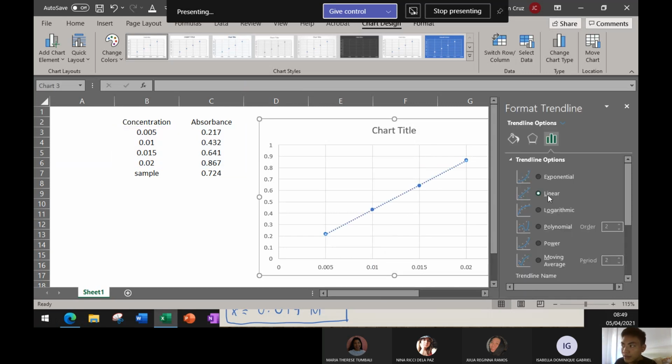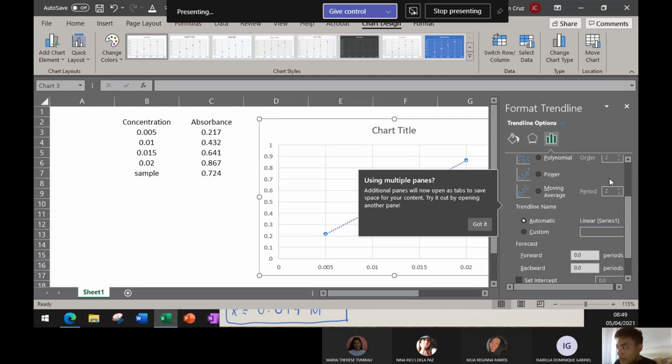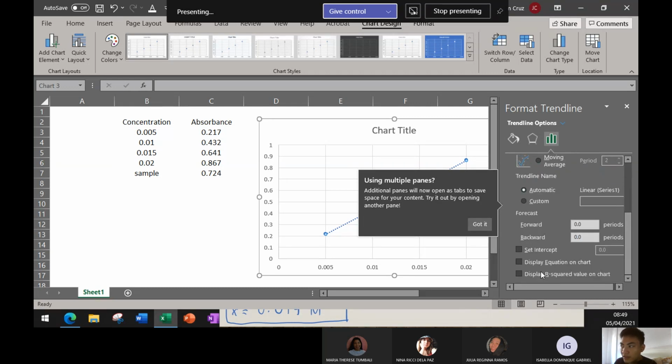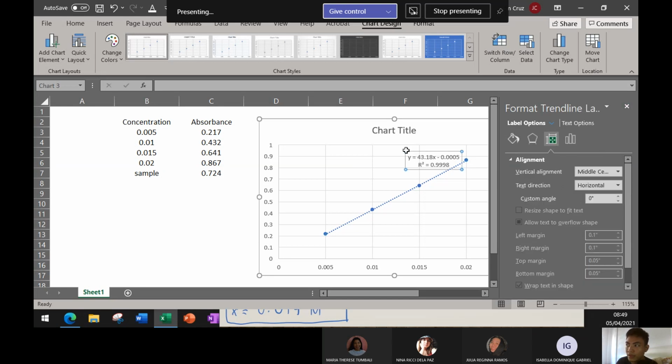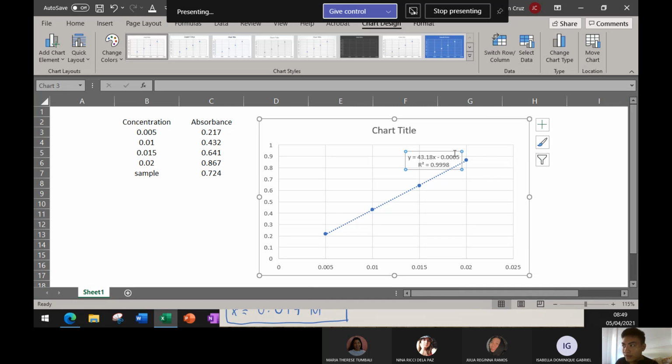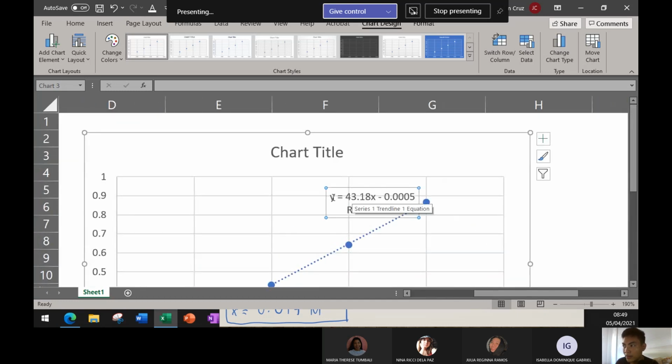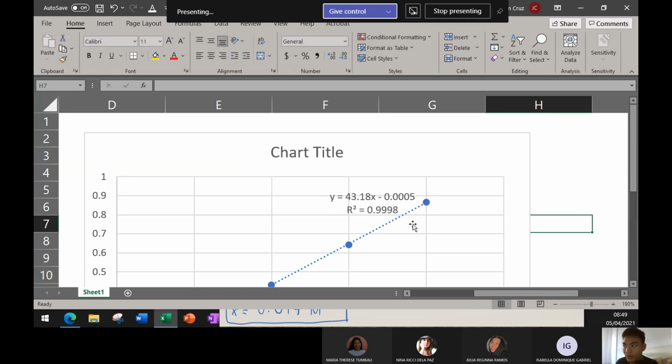Ayan. Always choose the linear kasi nga linear regression tayo. Pag ni-scroll down mo yan sa baba, you can see some options. You can display the equation and then you can display the R square. Diba ito rin yung nakuha natin kanina? Ayun din yun. Zoom in ko. Yan din yung nakuha natin kanina, di ba?